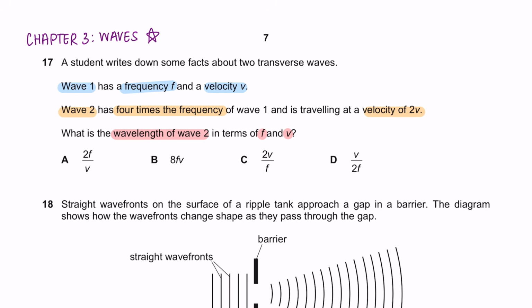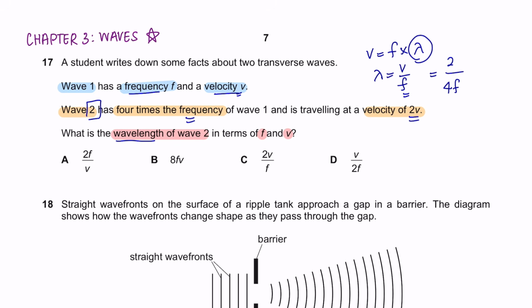To answer this, you must first know the formula related to wavelength, frequency, and velocity. The speed of a wave is frequency times wavelength. This means that rearranging for wavelength, we get velocity over frequency. We are looking to find wave 2, which has 4 times the frequency, so the value of f here will be 4f, and it is traveling at 2v. That means the velocity here is 2v. Simplifying this, I will get v over 2f. So v over 2f, the answer is D.